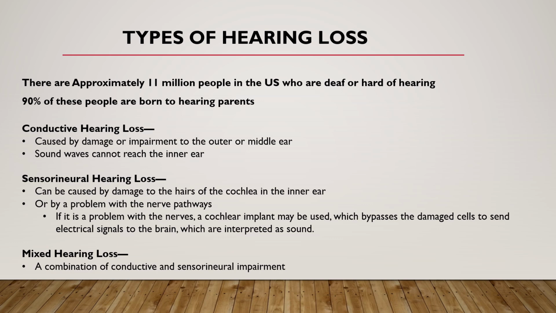Sensorineural hearing loss could be caused by damage to the hairs of the cochlea in the inner ear, or it could be caused by some sort of problem with the nerve pathways getting the sound to the brain. If it's a problem with the nerves, a cochlear implant may be used, and this bypasses the damaged cells in the ear and sends the electrical signals to the brain, where they are then interpreted as sound.